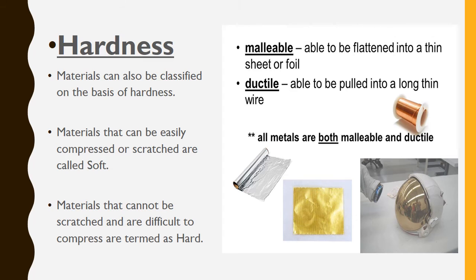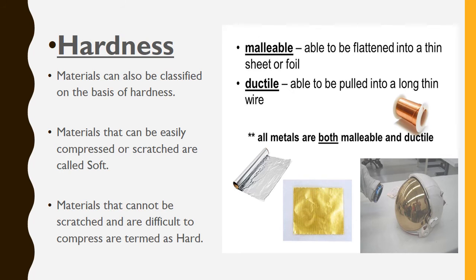Next is hardness. Materials which can be pressed easily, we call soft, while materials which cannot be pressed, we call hard. For example, cotton is soft, wood is hard, on the basis of hardness. That is, they can be easily compressed or scratched.